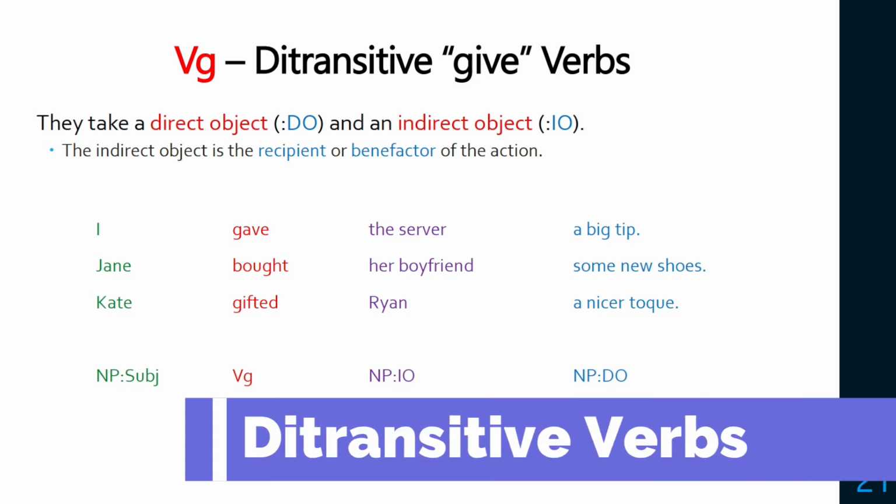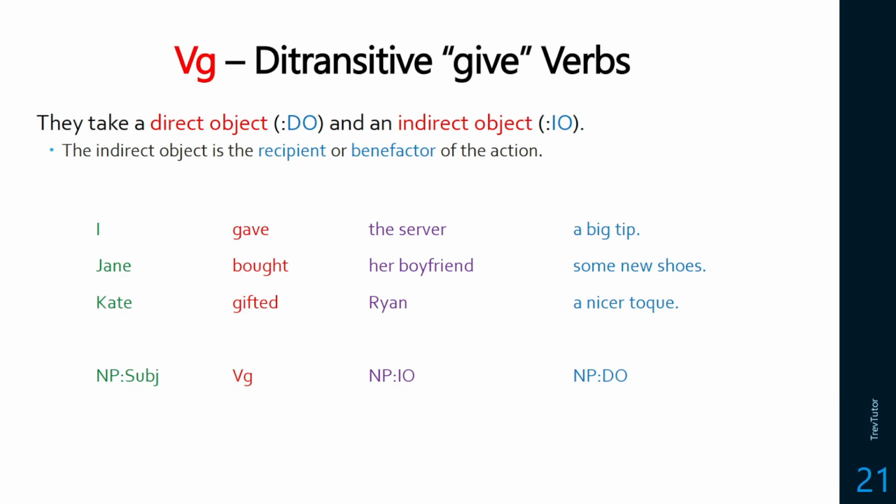All right, the last type of verb is a ditransitive give verb. And this has two frames. So there's one that's like X gives, or has a meaning where you say X gives Y Z. So I gave someone something.